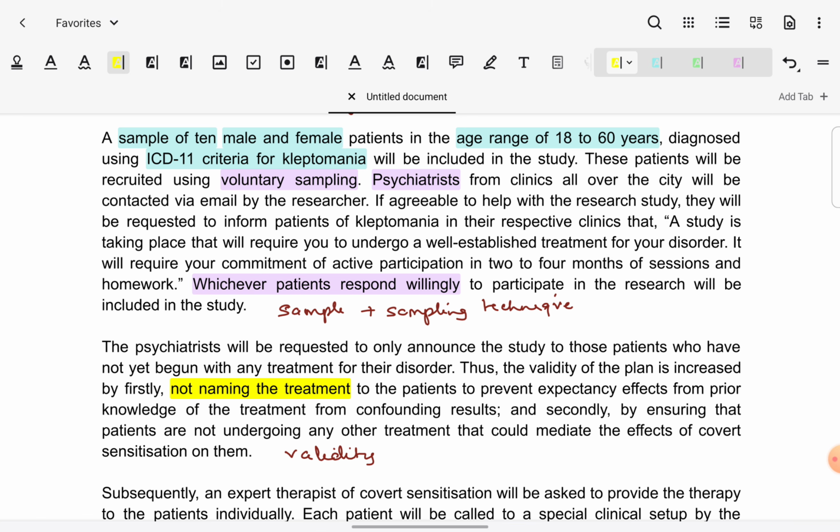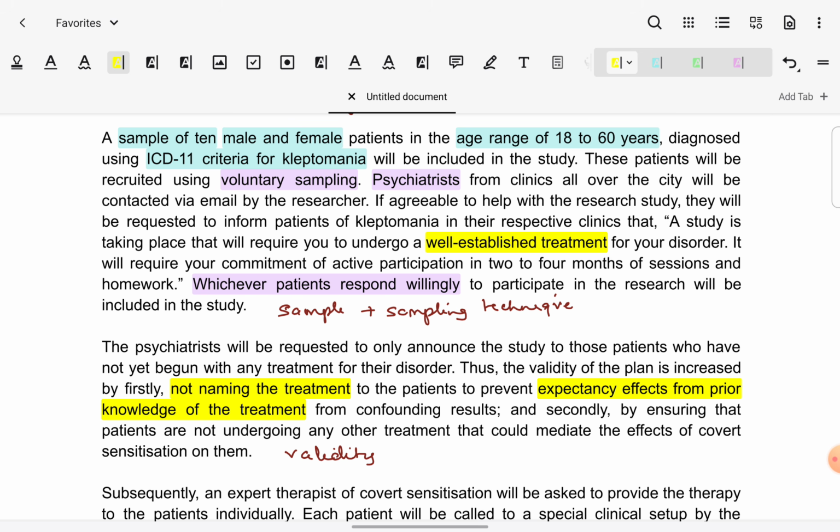So they won't name covert sensitization as such. They'll just tell them that it's a well-established treatment. Now, how that improves validity is they will not develop expectations from prior knowledge about covert sensitization for how it should work. And that is why their expectations will not interfere in whether the treatment works with them or not. So this is how I specifically explain in my study how the instructions are improving validity.